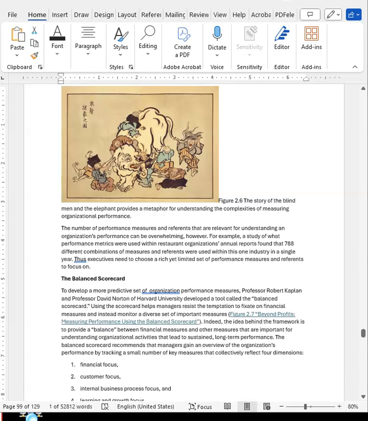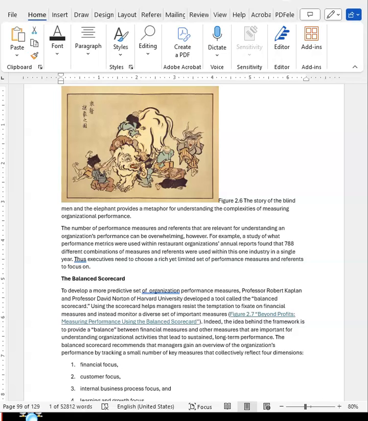Figure 2.6, the story of the blind men and the elephant, provides a metaphor for understanding the complexities of measuring organizational performance. The number of performance measures and reference that are relevant for understanding an organization's performance can be overwhelming, however. For example, a study of what performance metrics were used within restaurant organizations' annual reports found that 788 different combinations of measures and reference were used within this one industry in a single year. Thus, executives need to choose a rich yet limited set of performance measures and reference to focus on.